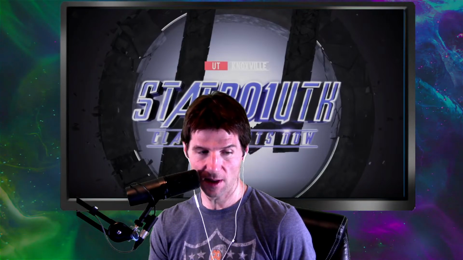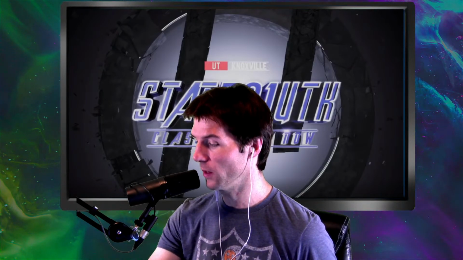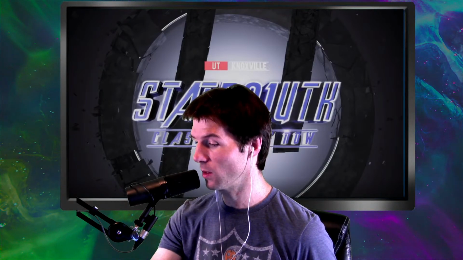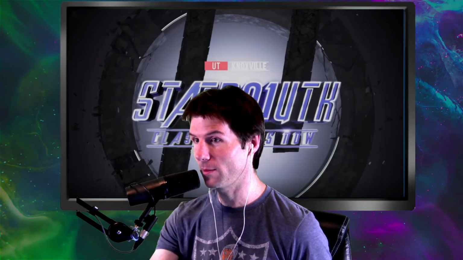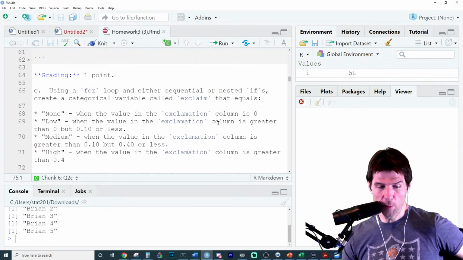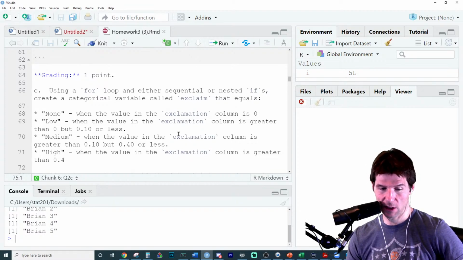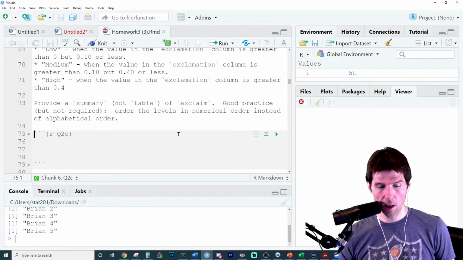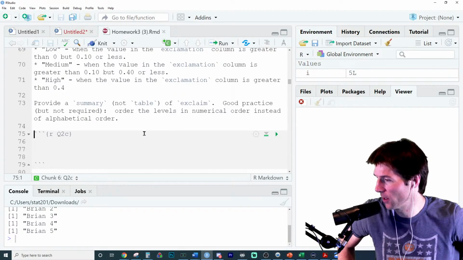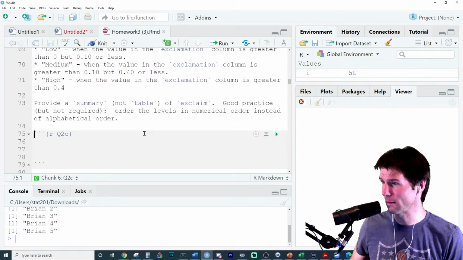Great job. There's a lot of stuff. Here we go. Let's look at this for loop right here. I'm going to do a similar version of it and show how to do a nested for loop. Let's check it out. Using a for loop and either sequential or nested ifs, create a categorical variable for exclaim. Okay. I want to look at how tall people are. Oh, we got yours, Mohammed. Don't worry, we got yours, Mohammed. I think we have enough time to do that. We've got 32 more minutes.